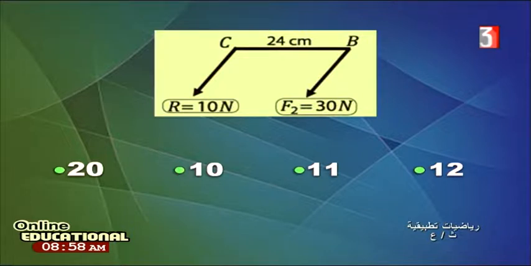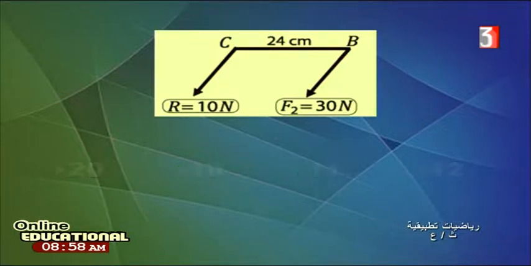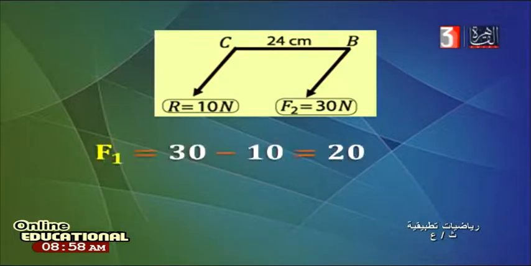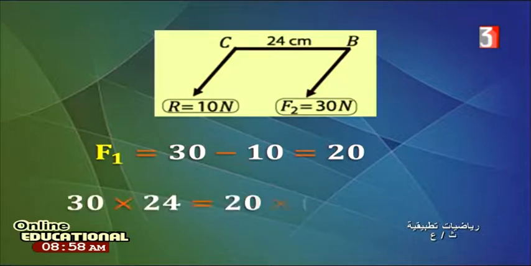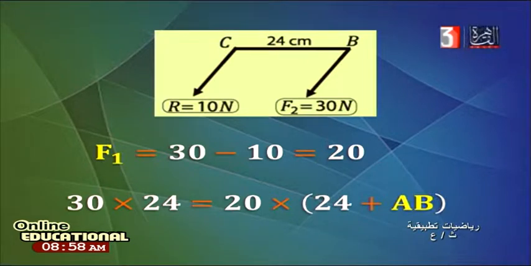Look at, my dear student, we have two forces and R equals 10. F1 equals 30 minus 10 equals what? Equals 20. Why? Because R is with the biggest force. R equals 10, F2 equals 30, then R equals F2 minus F1 equals 20. F1 equals 20.